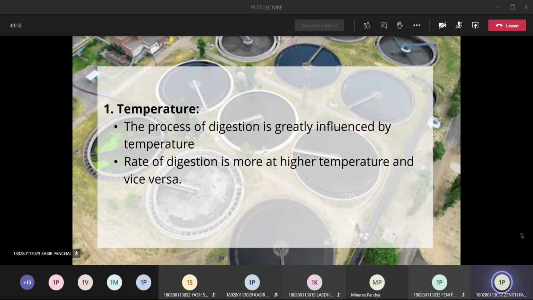The first factor affecting the sludge digestion process is temperature. The process of digestion is greatly influenced by temperature. The rate of digestion is more at higher temperature and vice versa. At higher temperature, the rate of digestion is more, and with lower temperature, the rate of digestion decreases. Temperature also affects the gas transfer rates and sludge settling properties.